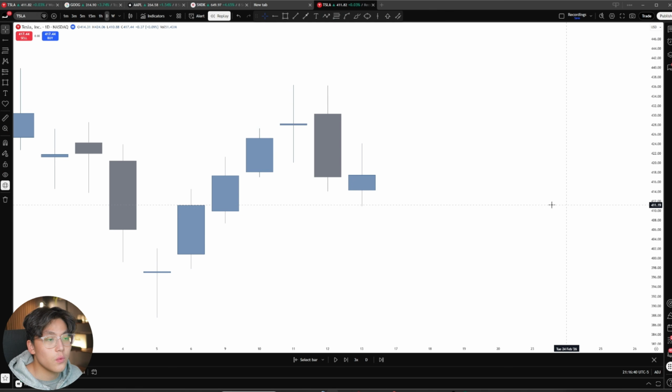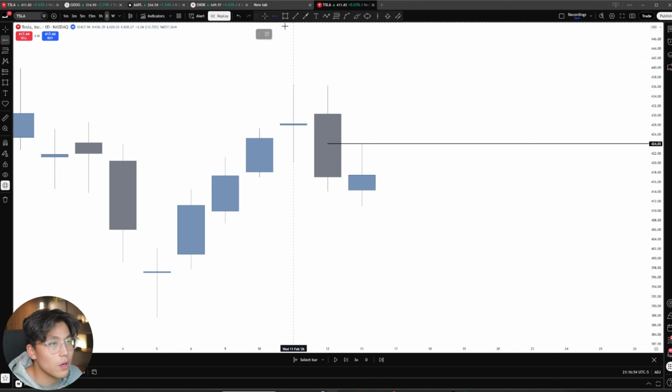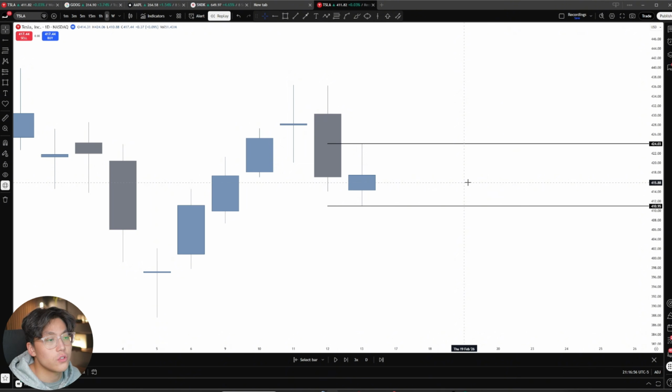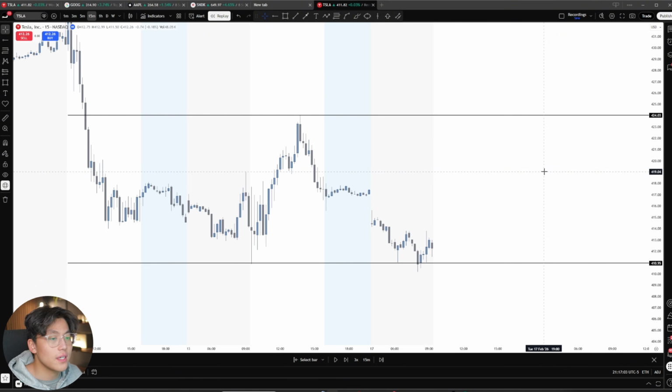So now as you can see, we're on our last example and we're on Tesla once again. And currently we're on the daily time frame. And what we're going to do here is mark out our daily high along with our daily low. Once we mark out the high and low of this candle, now we can go on to the lower time frames. As you can see here, we're currently on the 15-minute chart.